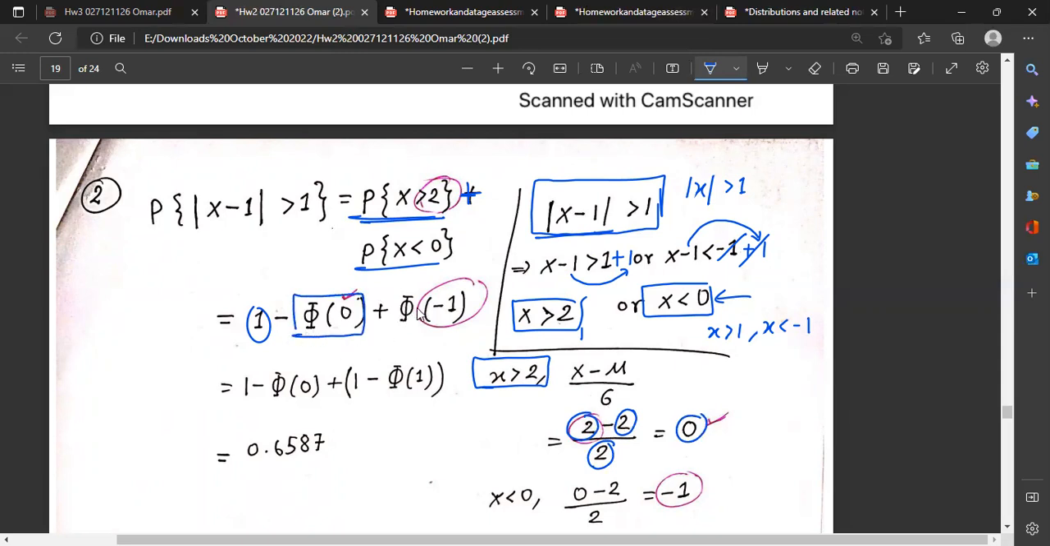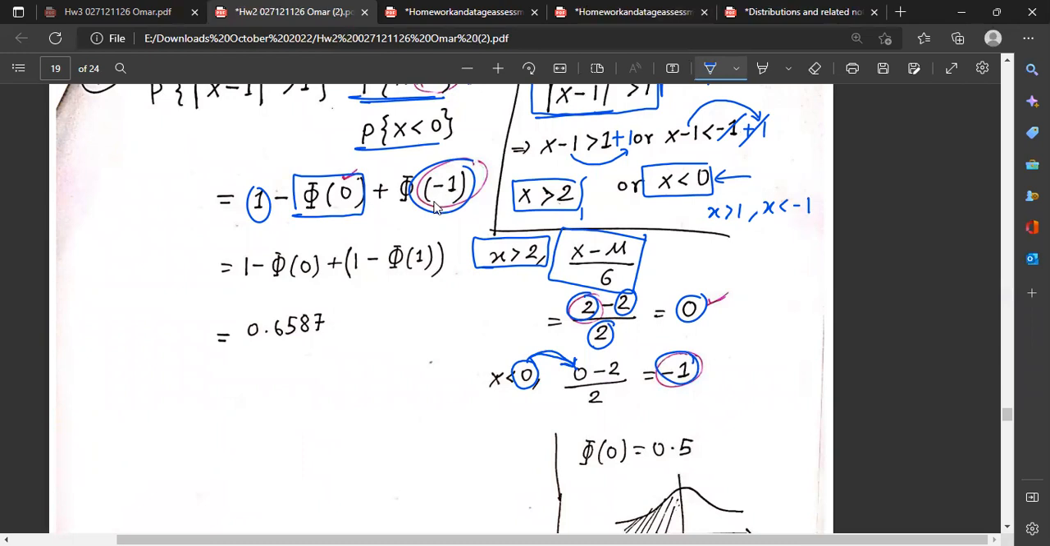And then this part here, phi of minus 1, because if you calculate here, x is less than 0, that means here x is 0. So 0 minus 2, that means the formula is here, x minus mu by sigma. So x is 0, so 0 minus 2 by 2. So the value is minus 1. That's why I have written here phi of minus 1. And then you have to also know that phi of minus 1 we can also write this way: 1 minus phi of 1, okay?